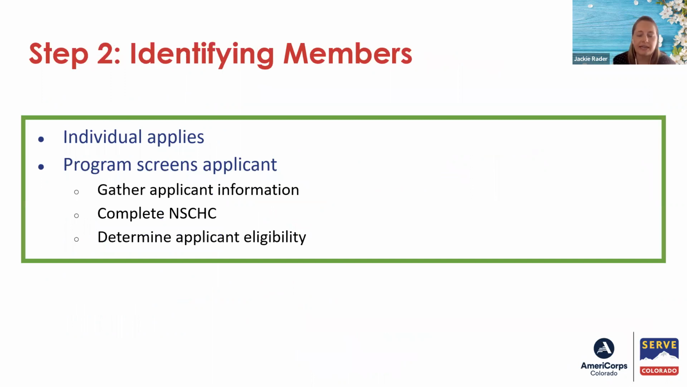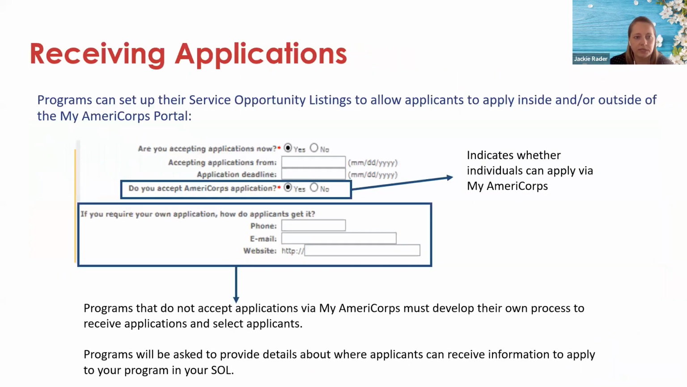Okay, step 2. You need to identify your members. An individual applies, excellent. Then the program needs to screen that applicant. You need to gather their information, complete their criminal history check, and then determine their eligibility from there. Let's dive a little deeper on that. To receive applications, you'll set up your service opportunity listings, as we just went through, to allow folks to apply to your program. In the portal, you'll see part of a screen that looks like this, and it'll ask, are you accepting applications now? Yes, most likely. You can put in dates in there for when you're accepting applications.